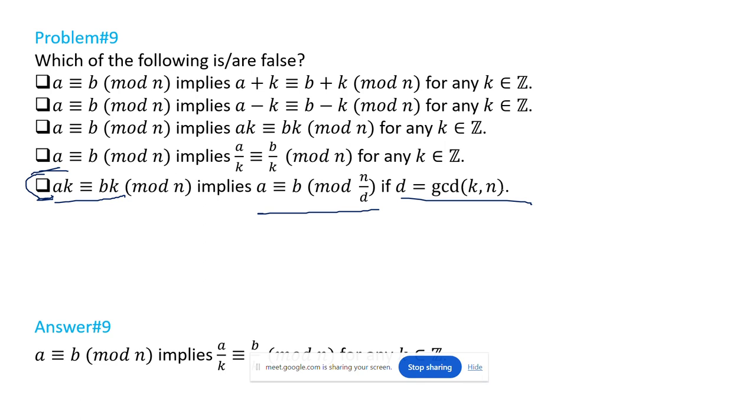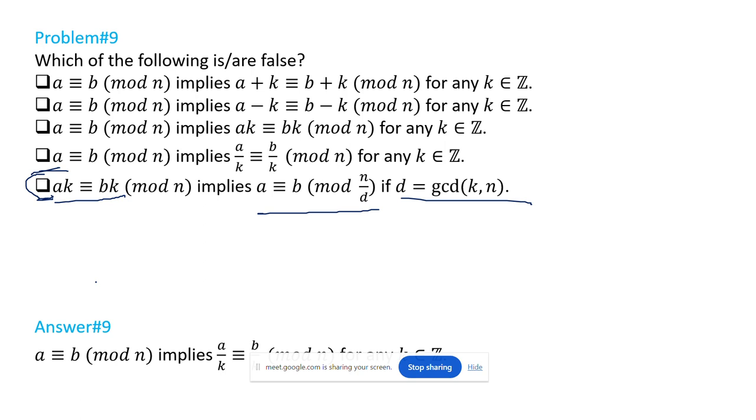What is the D? D is the GCD of K and n. D is this value. This statement is correct. Yes, you can reduce the n also. You actually need to reduce the modulo.